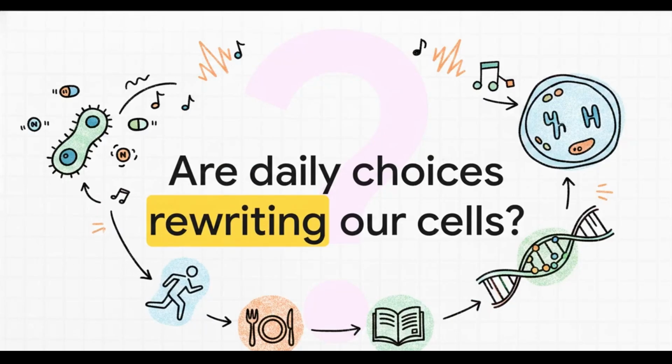Which leaves us with a truly fascinating thought to ponder. If a shifting environment can instantly toggle bacterial switches on and off, and if things like our environment can chemically alter our own complex eukaryotic DNA through methylation, how might our daily choices right now be rewriting our own cellular symphony?